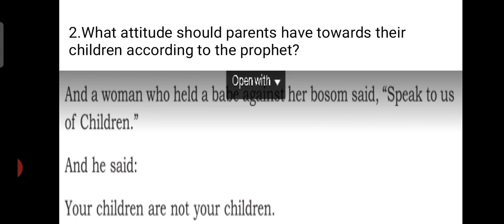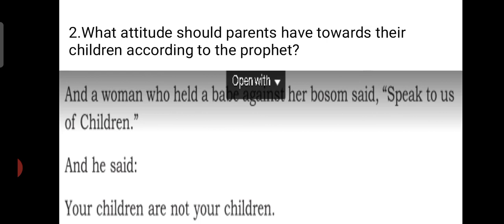Next question. What attitude should parents have towards their children according to the prophet? Now the prophet Khalil Gibran gives advice to parents in this poem. What is the advice he is giving? Let us see that advice. And a woman who held a babe against her bosom said, speak to us of children. So one woman is coming and asking Khalil Gibran to speak.